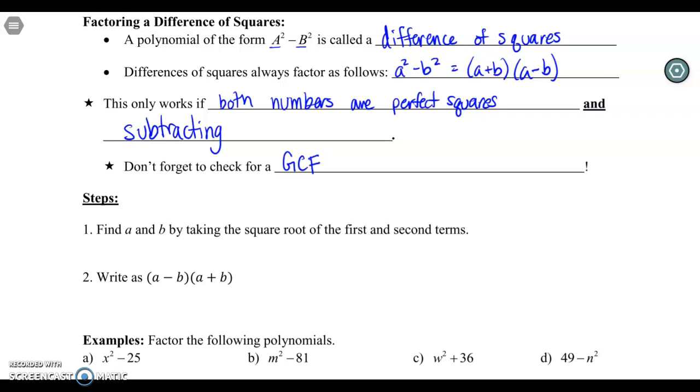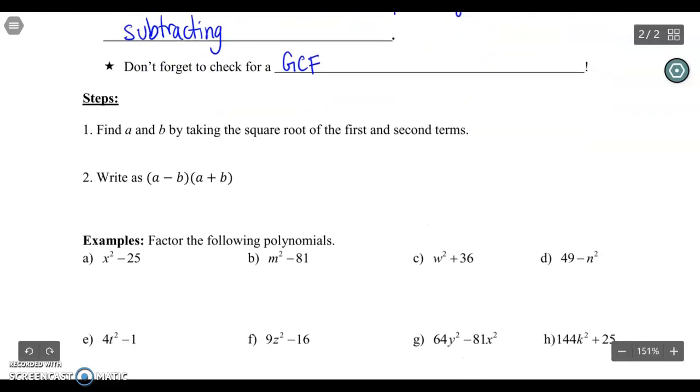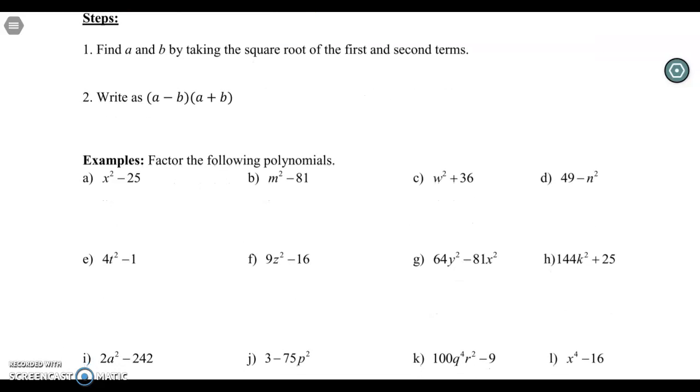So let's take a look at what that might look like. Let's just jump down and do this first example right here. I have x squared minus 25. First of all, I notice that x squared and 25 are both perfect squares, and I'm subtracting, so I can use my difference of squares formula.